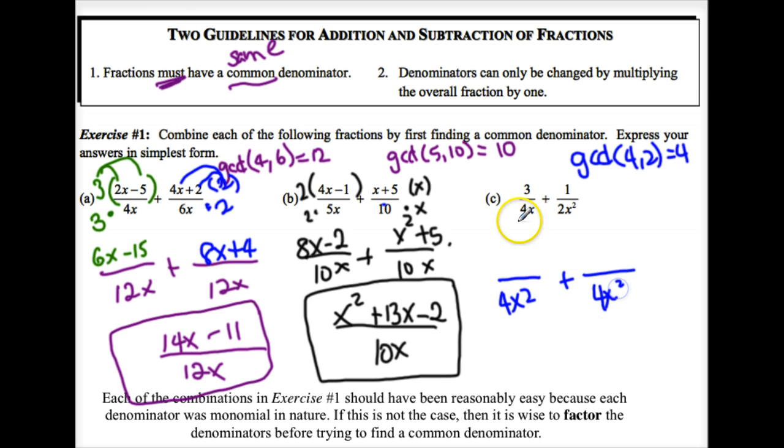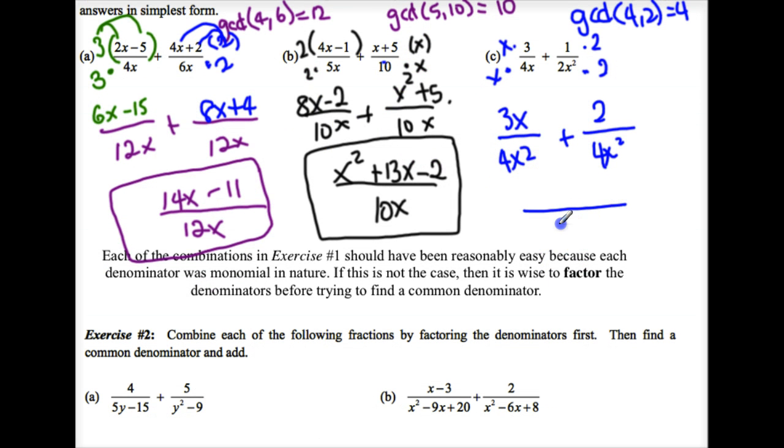Now I ask myself, how do I get from 4x to 4x squared? I need to multiply this by x. So the top becomes 3x. And then how do I get from 2x squared to 4x squared? I times it by 2. Then once they have a common denominator, I can combine like terms. In this case, there is none, so this becomes 3x plus 2 as my final answer.